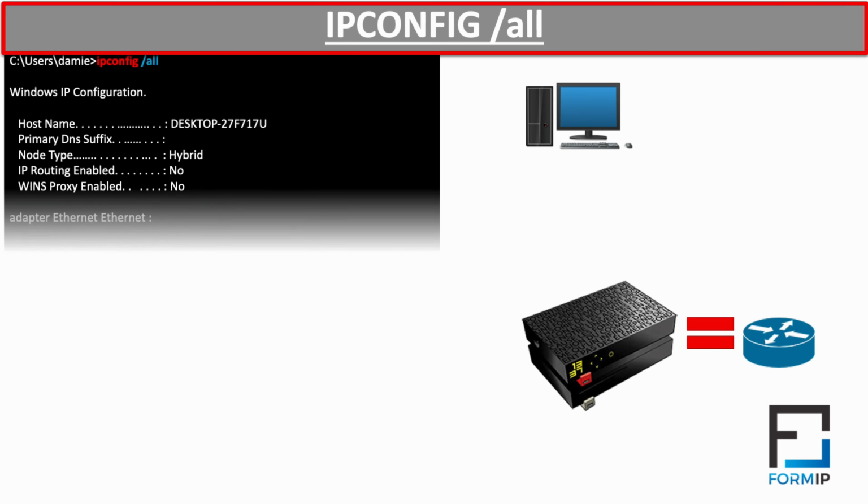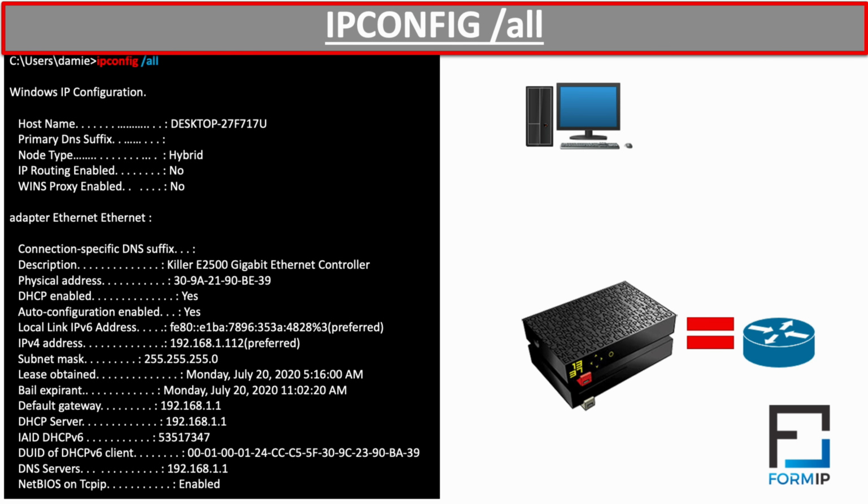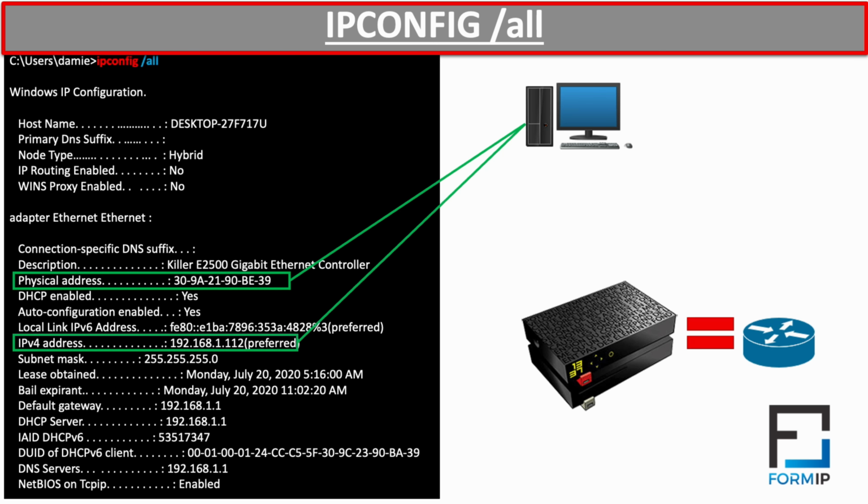IPCONFIG. The penultimate command that we will see is IPCONFIG, which is a widely used tool, allowing you to display the complete configuration of the network of your PC. And this information is very useful for solving problems. IPCONFIG /all. In the example, we type the command ipconfig /all to display the complete TCP/IP configuration of my PC. There is the MAC address, the IP address, the default gateway, which is simply the IP of my Freebox, that is, the router, but also DNS servers, etc.